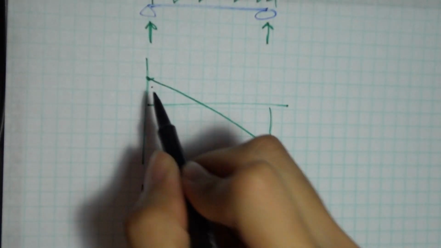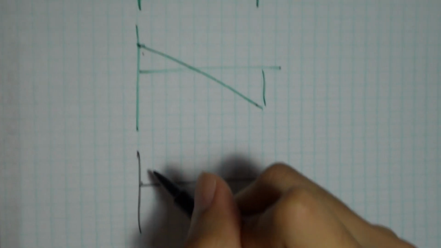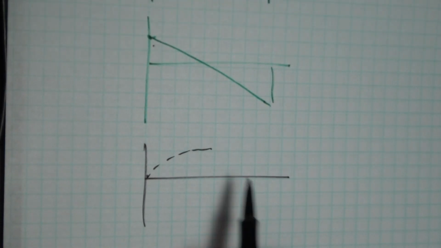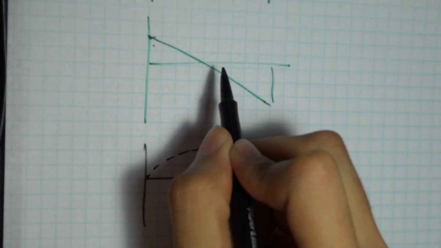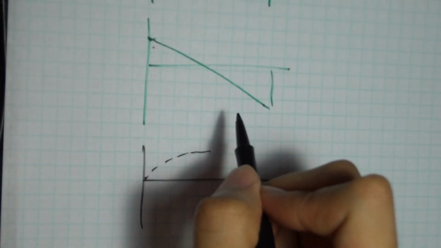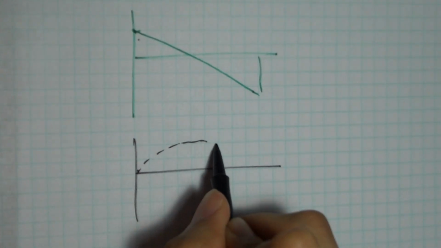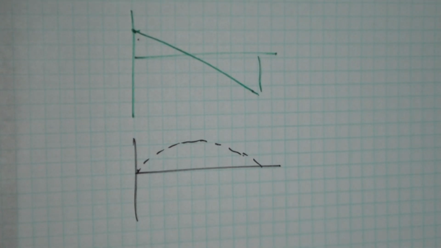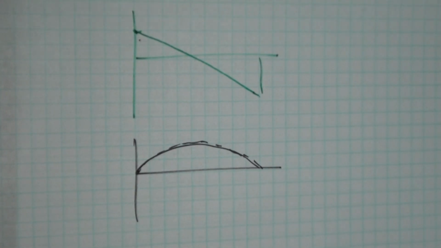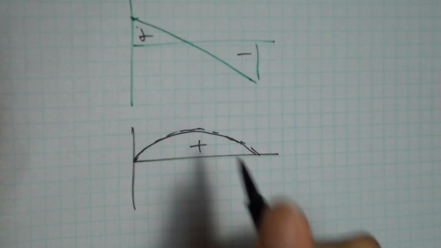My slope is going to be constantly decreasing until it gets to 0 in the middle. Then I'm going to have a decreasing negative slope, and a decreasing negative slope means the magnitude of the slope is getting larger. So it's getting steeper and steeper until it reaches a maximum at the end. And this is my moment diagram. I have a positive value here, negative value here, positive value here.